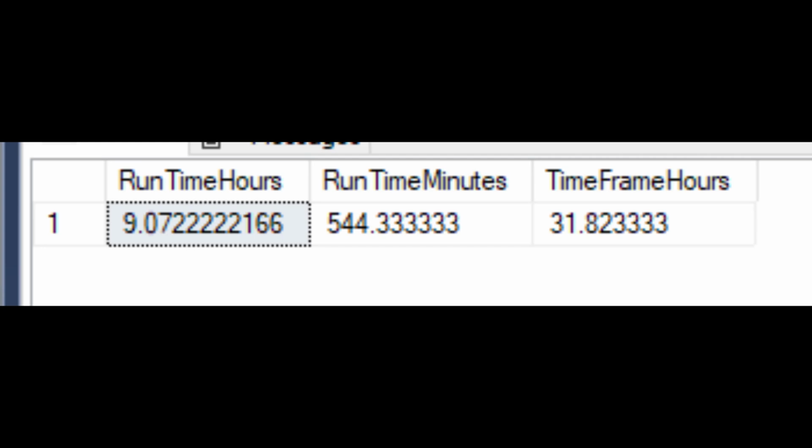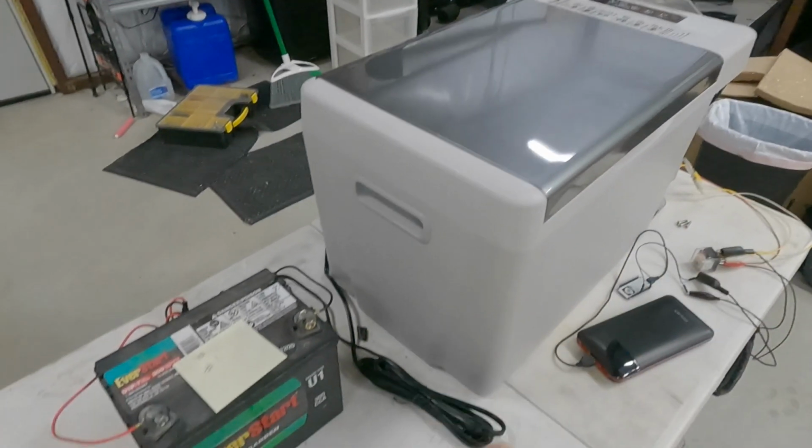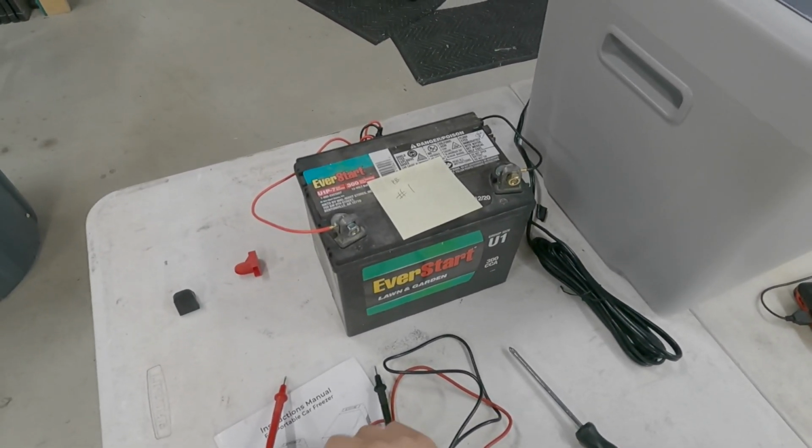So like I was saying earlier in the video, if you're in a hot climate or if it's outside in direct sunlight, you're going to get less runtime because the compressor still only has 9 hours of running. But if you're camping in the wintertime, 9 hours may last you a week because it doesn't really have to run that much.